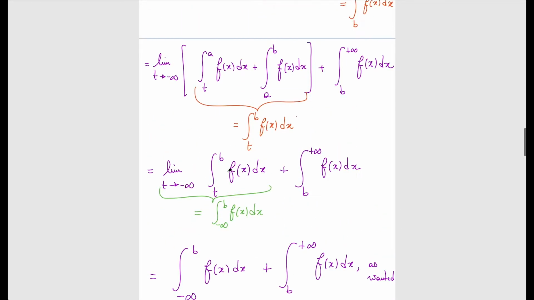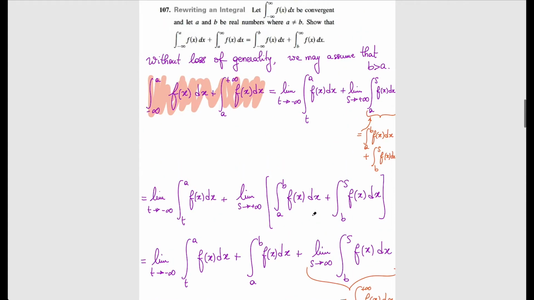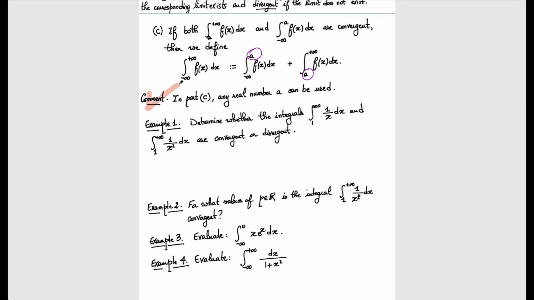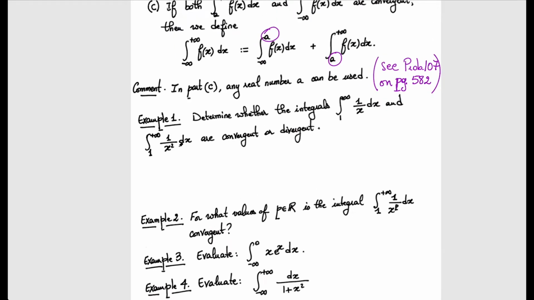All right. So what can we say then? This comment is then valid. Any real number a can be used, and this is by the exercise below on page. So this is C, problem 107 on page 582. Correct? All right.